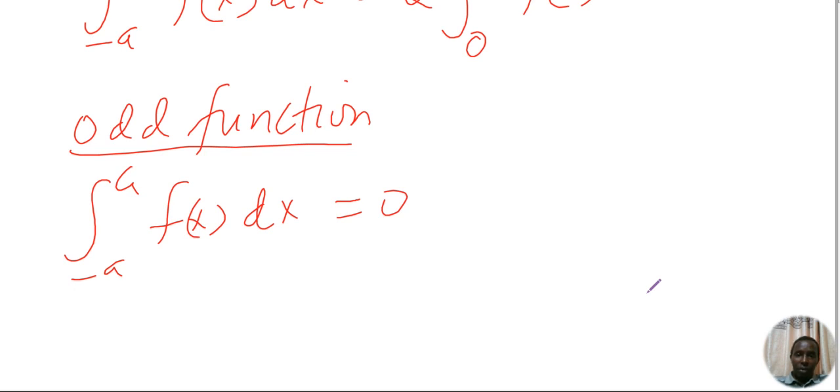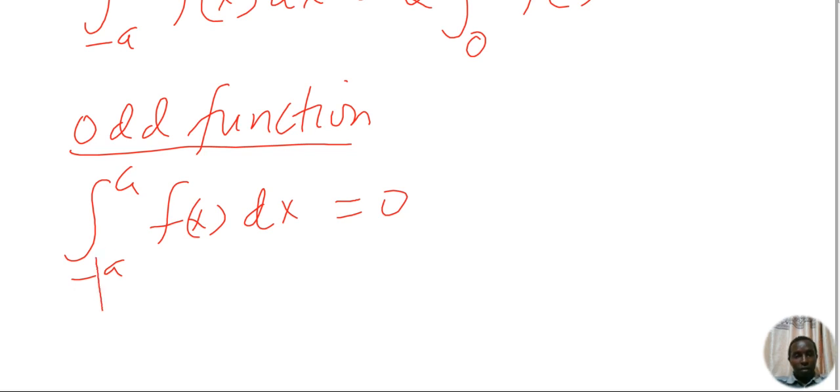Another important property that we talked about is the products of even and odd functions. If we multiply an odd function with another odd function, then we get an even function. Also, if we multiply an even function with another even function, the result is also even. But when we multiply an odd function with an even function, then we get an odd function.